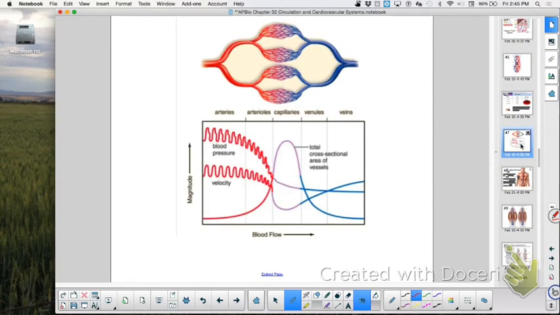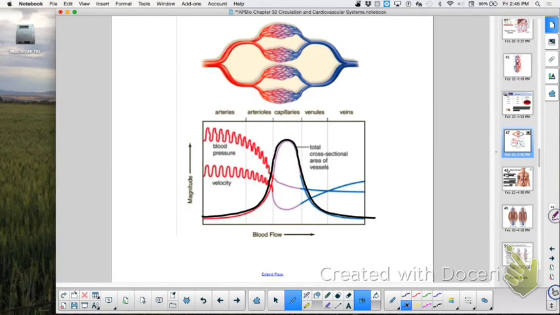This is a really good graph. Here's your cross-sectional area. Where the cross-sectional area is the greatest, that is where the speed of the blood is going to be the slowest. If you took a big mighty river, as you branch it out it's going to slow down, and as you rejoin, the speed is going to increase. That's good because it allows for the exchange at the capillaries.